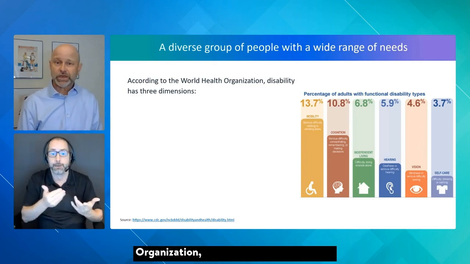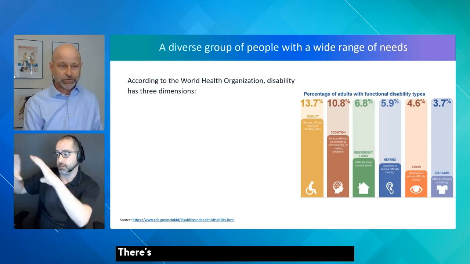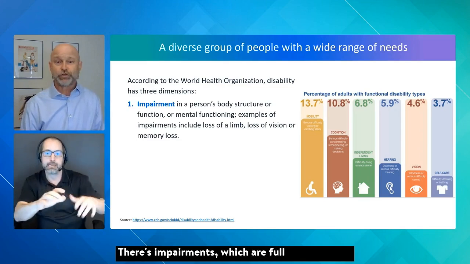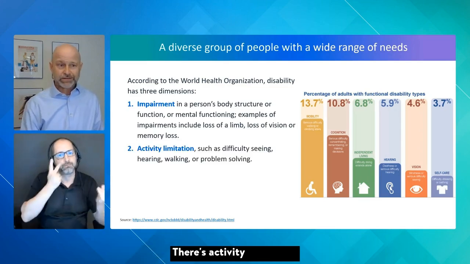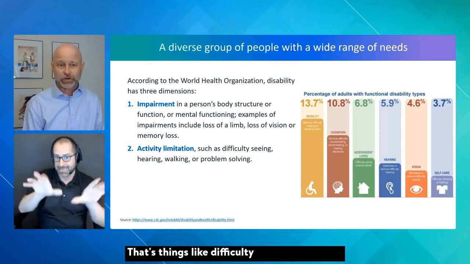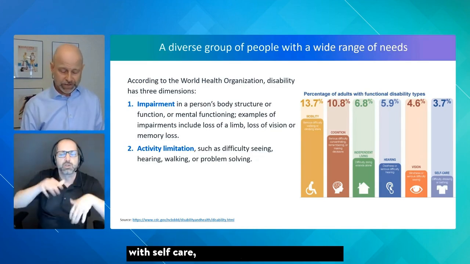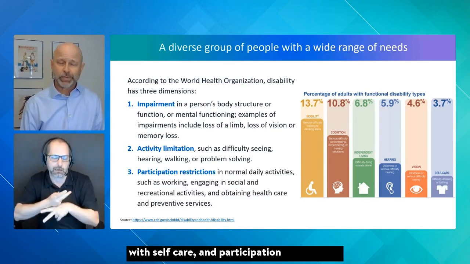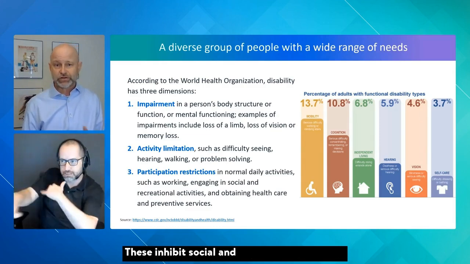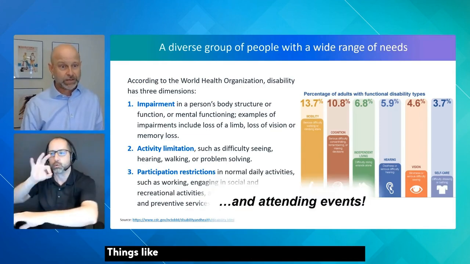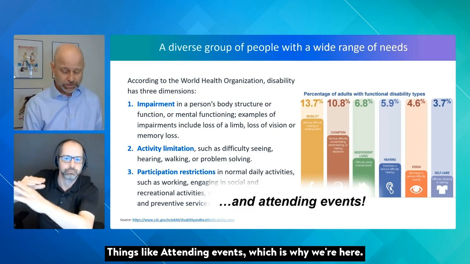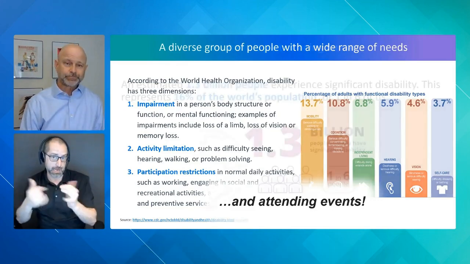According to the World Health Organization, there are three dimensions. There's impairments, which are full loss of vision. There's activity limitation. That's things like difficulty walking, difficulty with self-care, and participation restrictions. These inhibit social and recreational activities, things like attending events, which is why we're here.